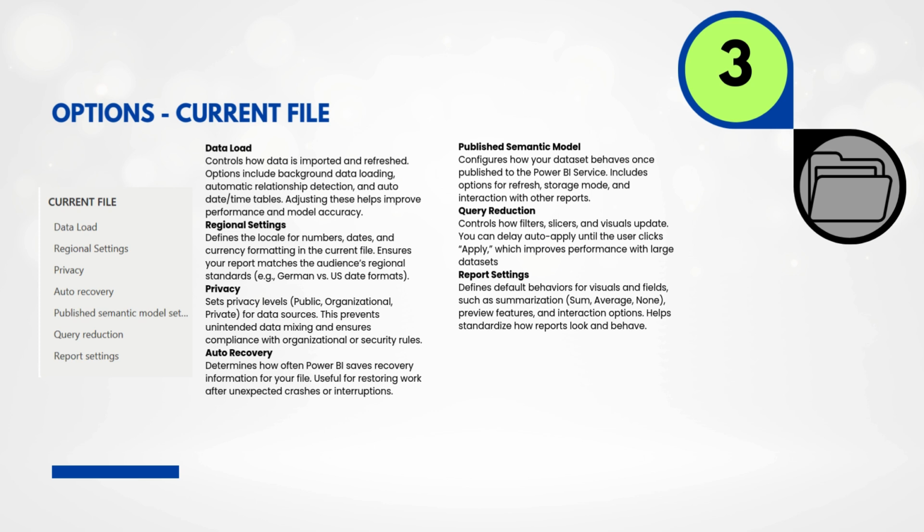Query Reduction controls how filters, slicers, and visuals update. You can delay auto-apply until the user clicks apply, which is a lifesaver for performance when working with large datasets. And finally, Report Settings. This defines default behaviors for visuals and fields, like whether values are summarized by sum, average, or none. You can also enable preview features and interaction options to standardize how your reports look and behave.